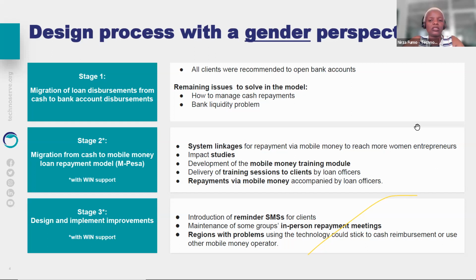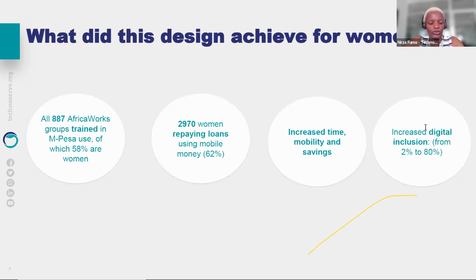And we noticed in implementing these pilots that there is room for more improvements. For instance, regions with problems such as lack of mobile money agents, float on agents, network, internet, or bank could revert to cash reimbursements, or they could use another mobile money operator. So it seems that other projects and programs can support those MFIs in improving this model.